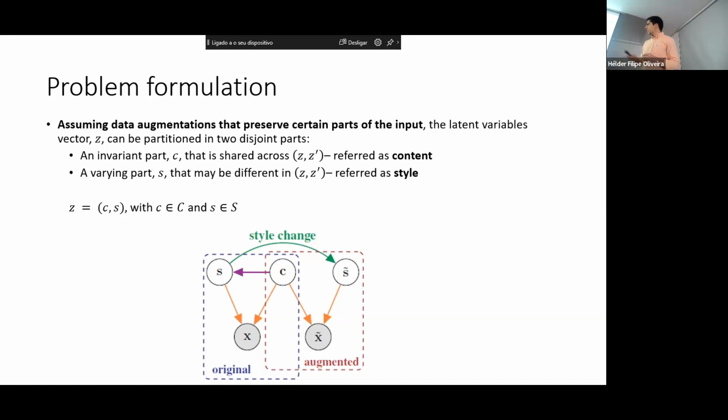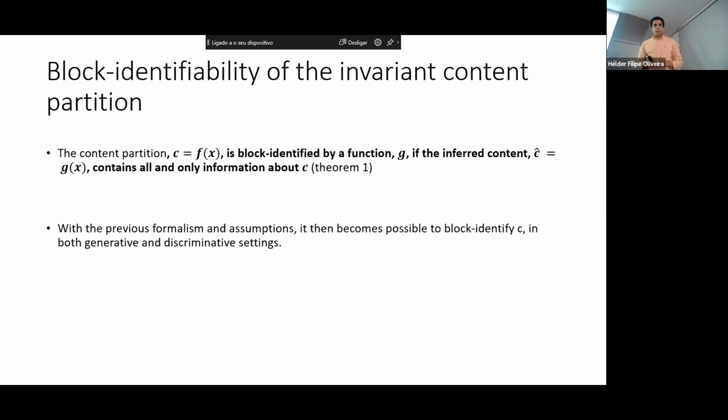So we observe here that the views are affected by content, and that content can affect style, but style cannot affect the content partition. What we then try to do is to infer content from the views that we have. And we say that the content partition is block identified by a function g if the inferred content contains all and only information about the content.